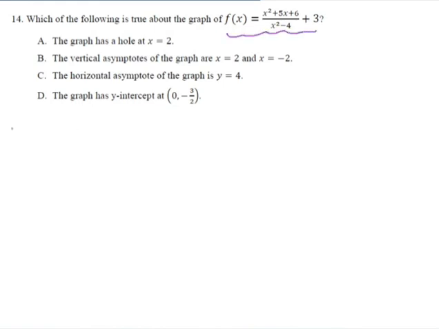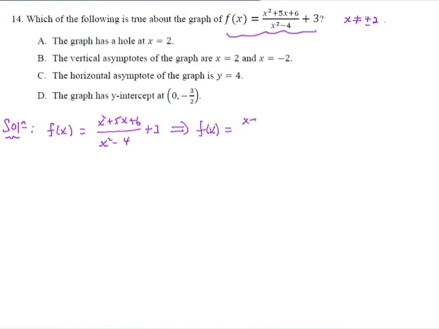Which of the following is true about the graph of f of x equals this thing? So let's see what the graph will look like. Basically the function is (x squared plus 5x plus 6) over (x squared minus 4), plus 3. So we need to put a restriction on this function. x cannot be 2 or minus 2, because at these two values the function will be undefined.